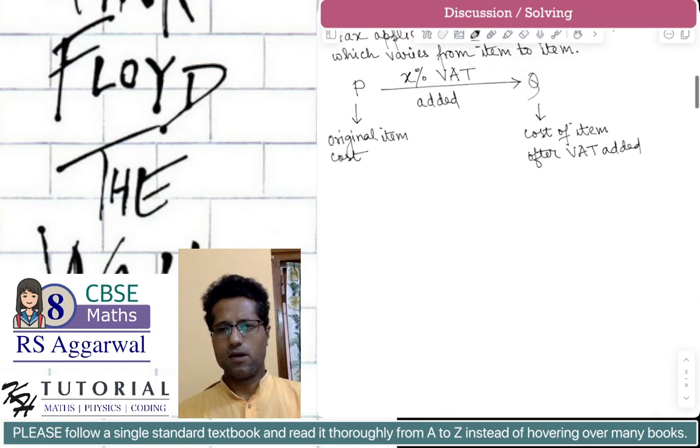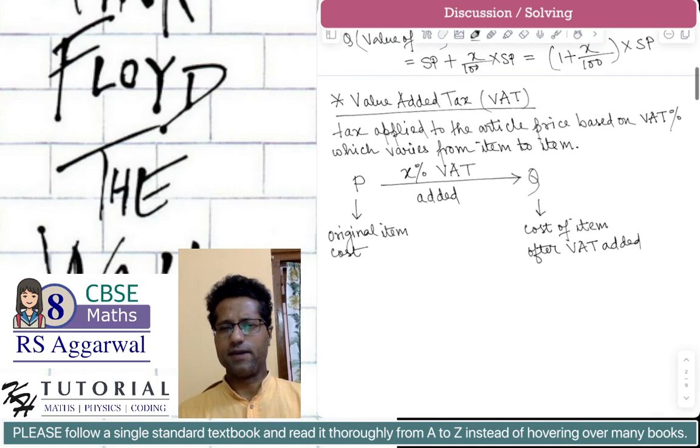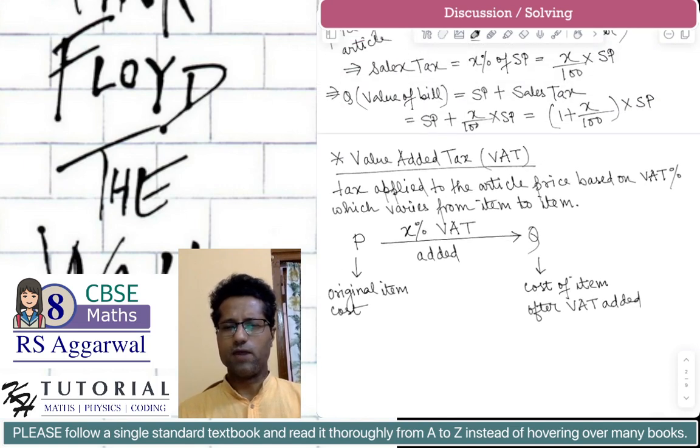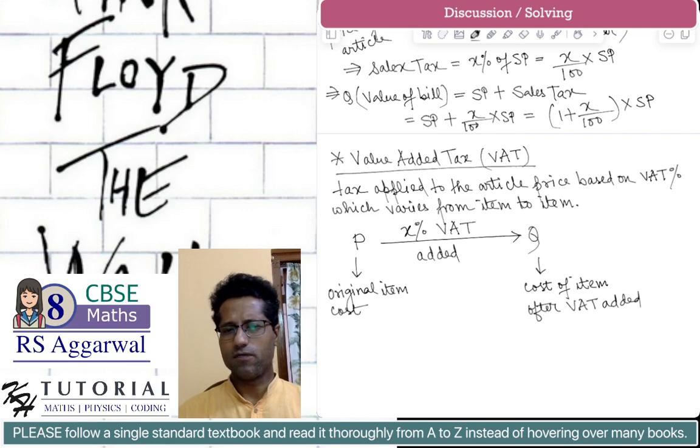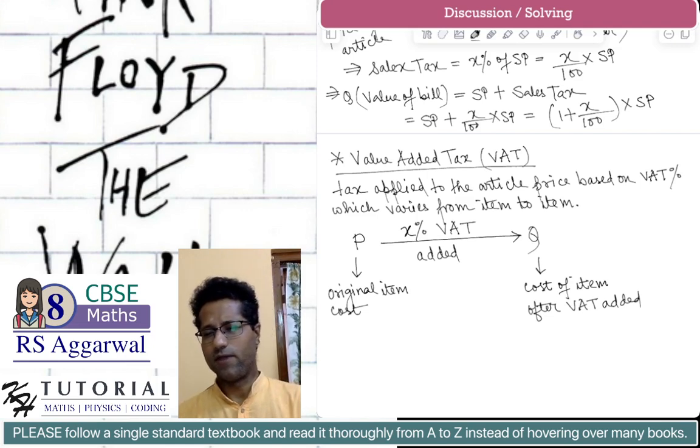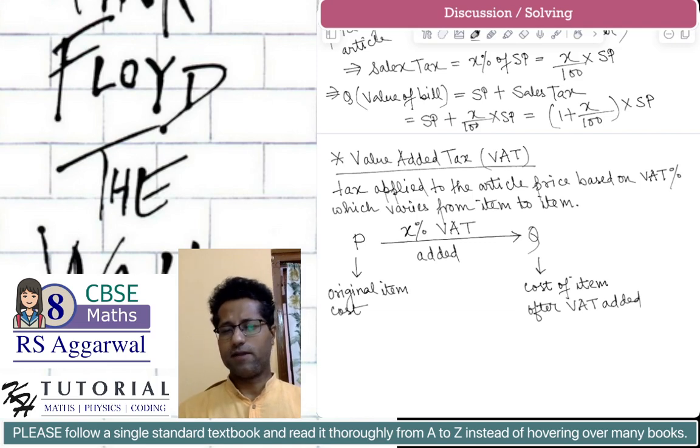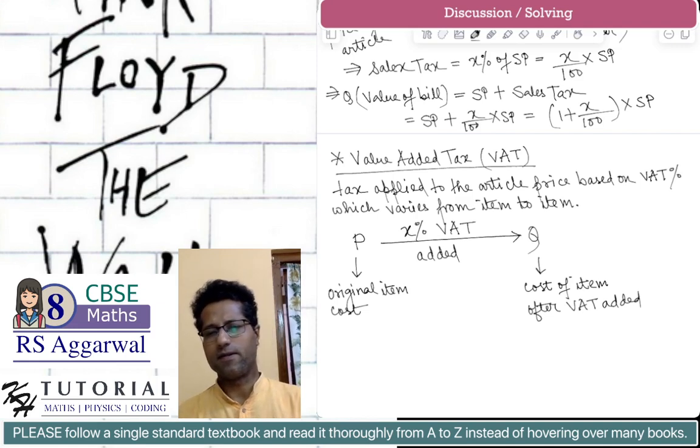Okay, now let's understand what is value added tax. Value added tax is an extra money or tax applied to the article price based on a given VAT percentage. So there is a rate of value added tax which we are denoting as VAT percentage, and this VAT percentage varies from item to item. That is, different items have a different VAT percentage.